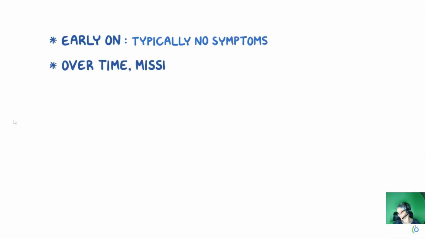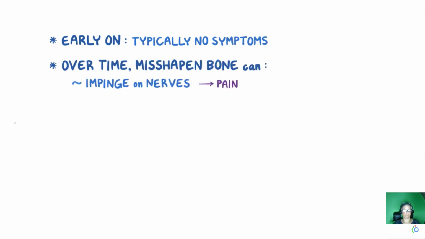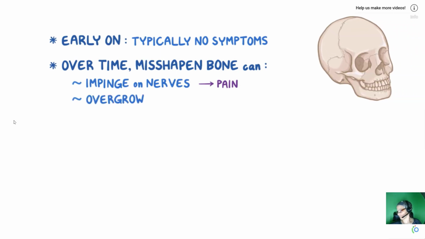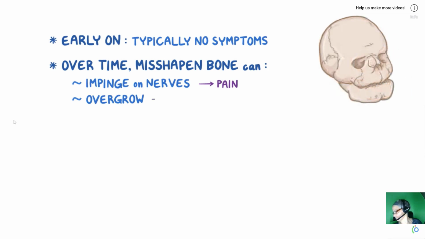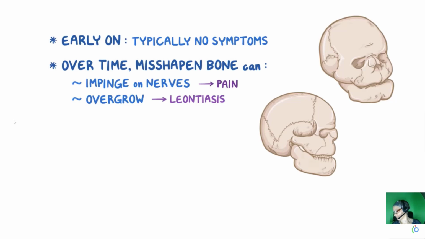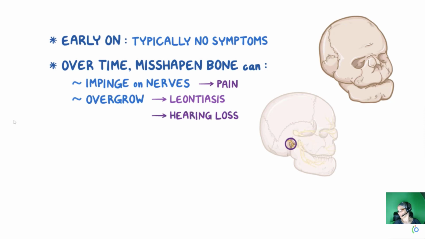Early on, Paget's disease of bone doesn't typically cause symptoms, but over time, the misshapen bones can impinge on nerves and cause pain. In addition, if the skull is involved, the overgrowth of bones can make a person have a lion-like face, which is called leontiasis. The bony overgrowth can also narrow the auditory foramen and impinge on the auditory nerve, leading to hearing loss.